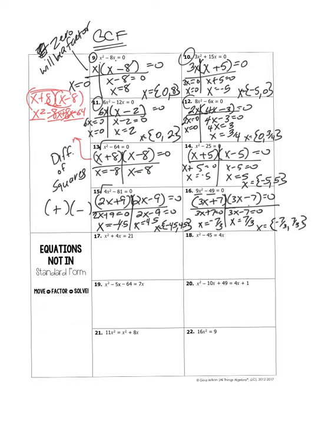Number 17. Each of these are not in standard form, so all we need to do is one step to get them in standard form. And sometimes that takes some rearranging, like in number 20. Well, all of these are pretty much one step. All right, so we need to subtract 21 from both sides and move that 21 to the other side.